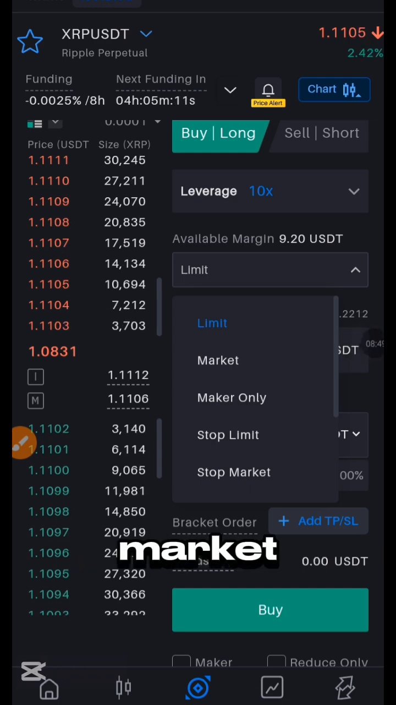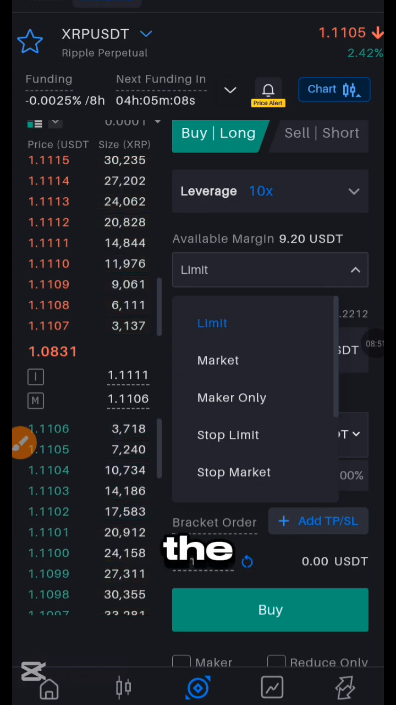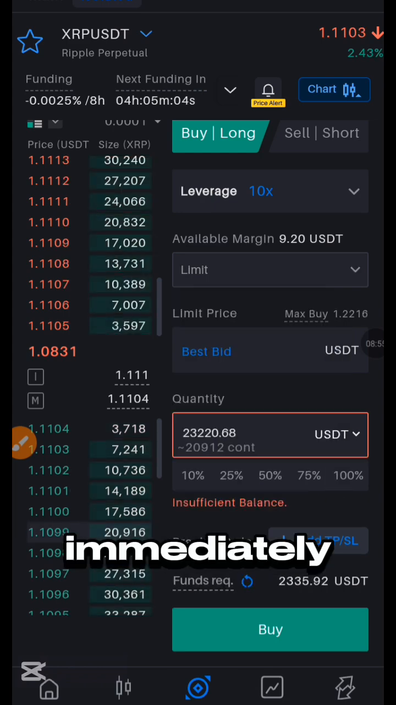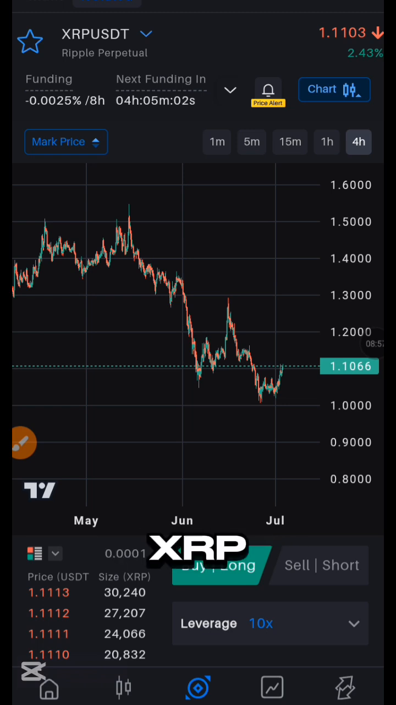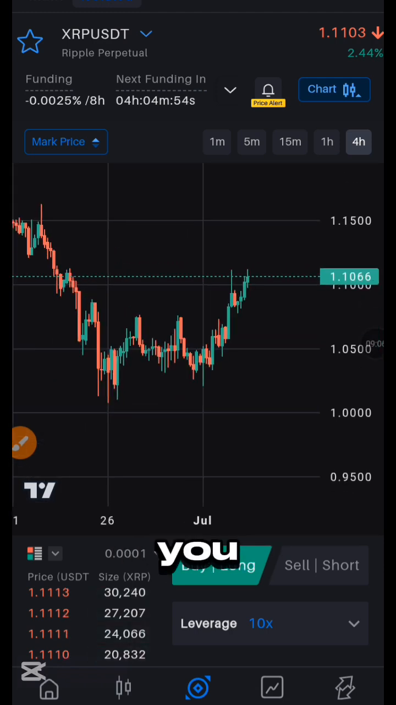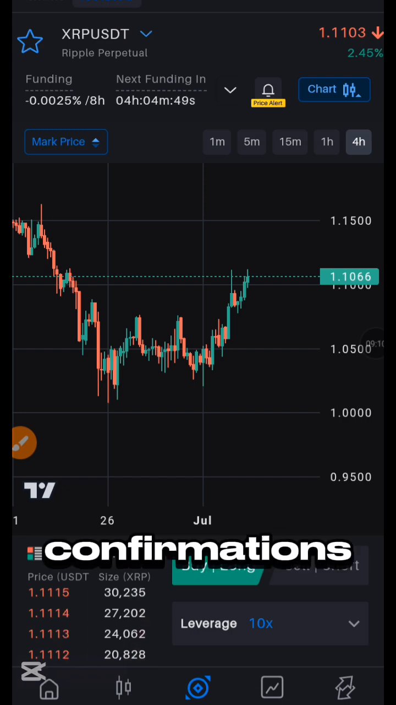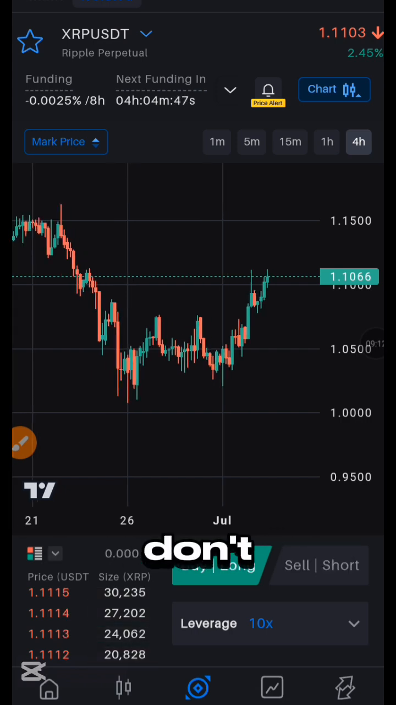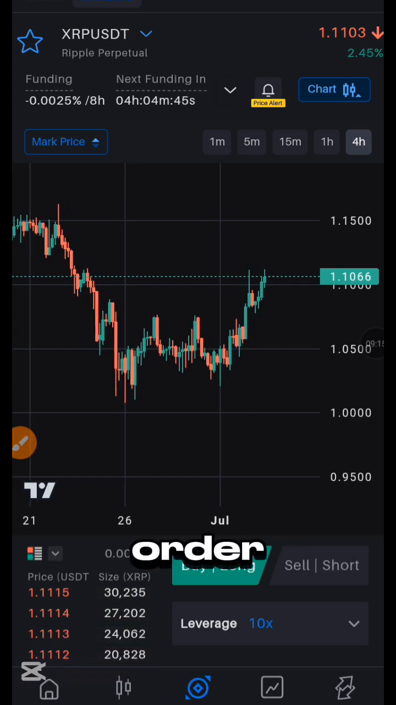Market order. Market order simply means you entering the market immediately. Let's take for example this is XRP and you just decide that this market is going to go up, and you don't want to waste much time. You don't want to wait for any confirmations, so you don't miss it. You just enter a market order.